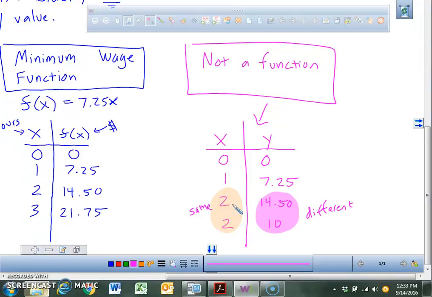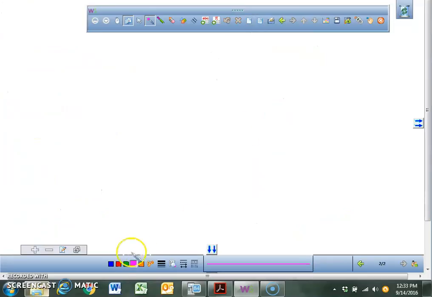This is in a table. Okay? We're going to do it in a map. We're going to do it in a graph. So you guys know how to identify which one's a function, which one's not a function. Okay? So the next thing I want us to do is we need to talk about this concept called mapping.